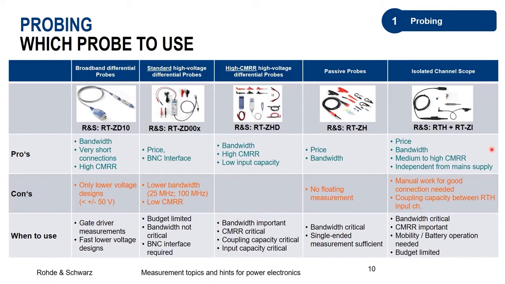Then the isolated channel scope, which is also used in combination with passive probes, is a category of its own because it is a relatively inexpensive solution with a medium to high common mode rejection ratio on the pro side, and it is also independent from the main supply. What is important to consider here is that you usually need some manual work to make a good connection. But if you do that, then you can achieve pretty good results with such a solution.